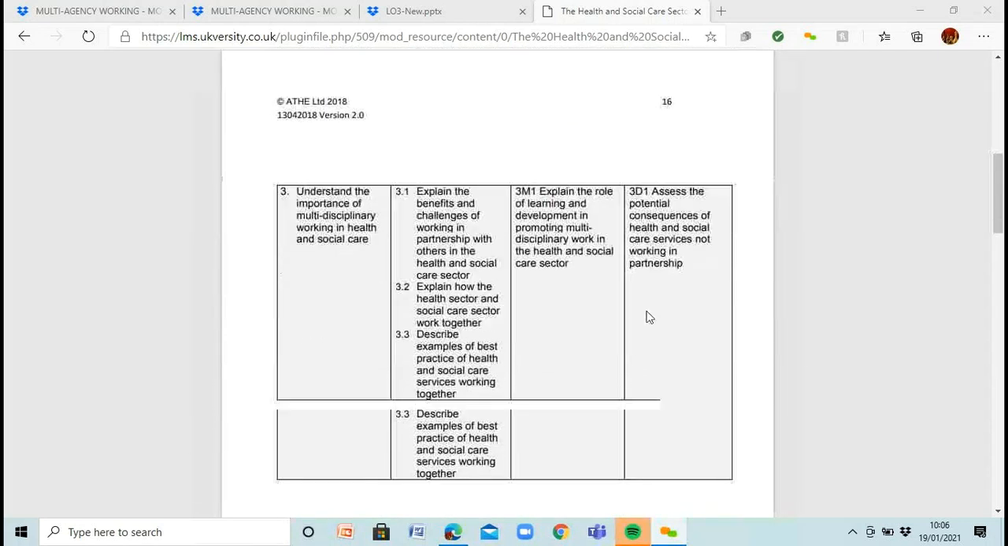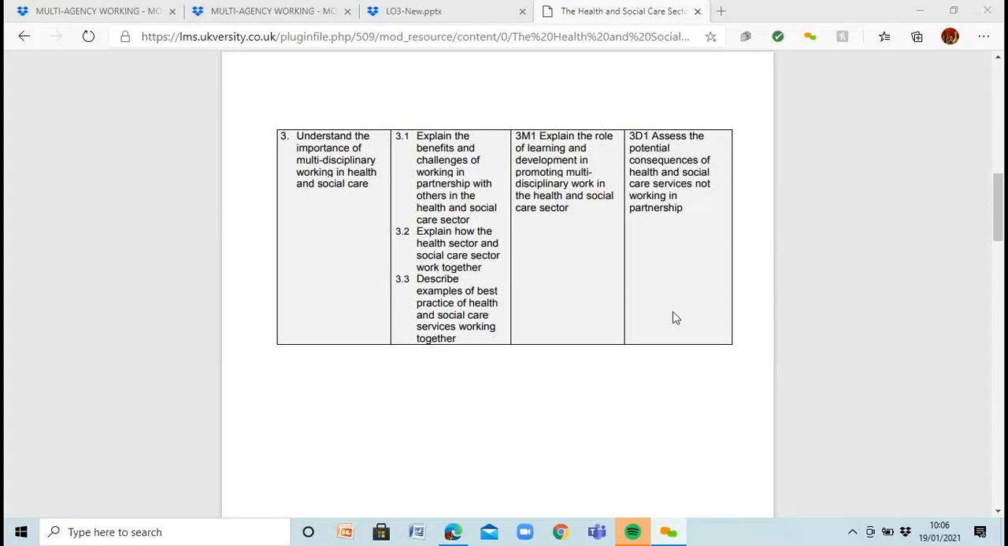And then today, we're going on to our last learning outcome, which is learning outcome 3. So understand the importance of multidisciplinary working in health and social care. So this is all about working together, partnership working, how different organizations, different services actually work together to try and provide the best for the service users.